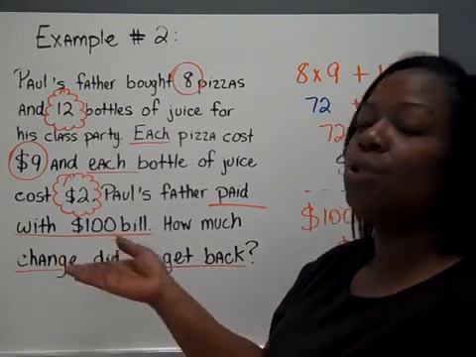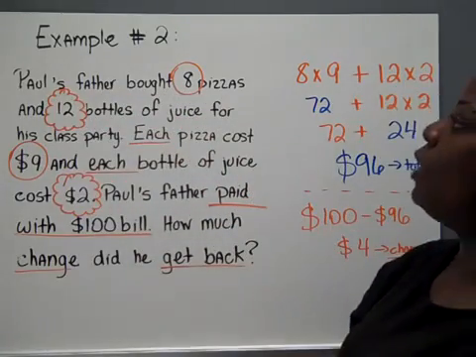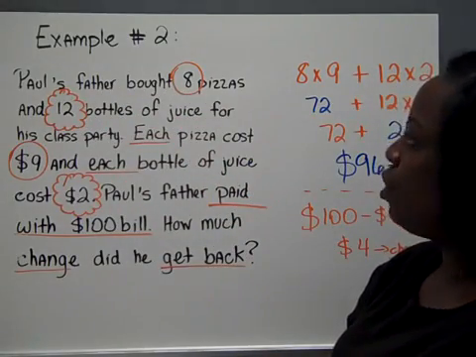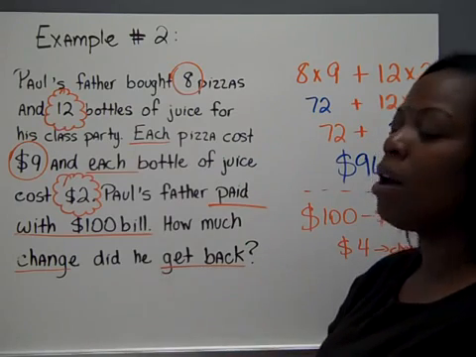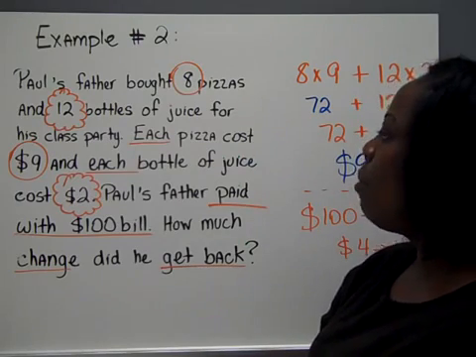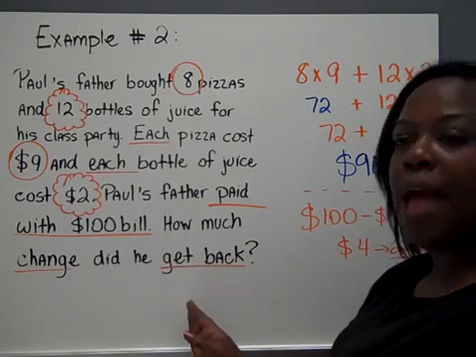Another example of using numerical expressions to solve a word problem, Paul's father bought 8 pizzas and 12 bottles of juice for his class party. Each pizza cost $9 and each bottle of juice was $2. Paul's father paid with a $100 bill. How much change did he get back?